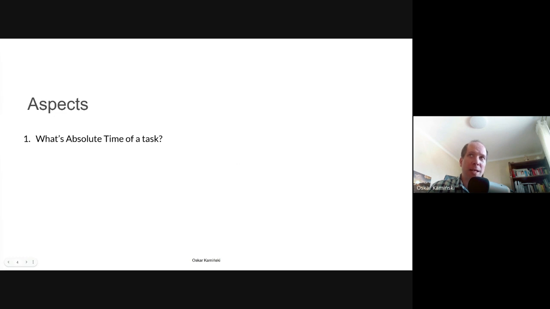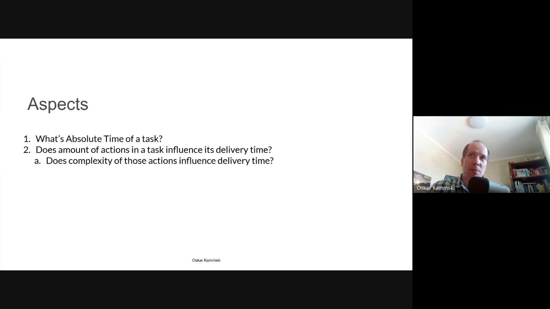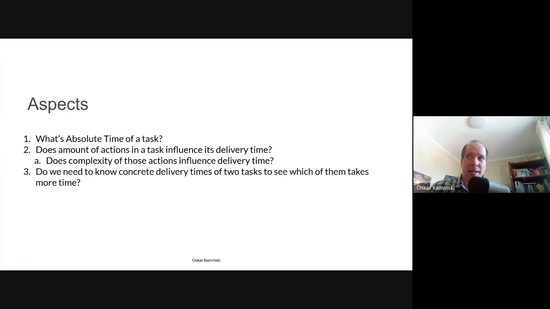What's the absolute time of a task? Does the amount of actions in a task influence its delivery time? Does the complexity of those actions influence delivery time? Do we need to know concrete delivery times of two tasks to see which of them takes more time?